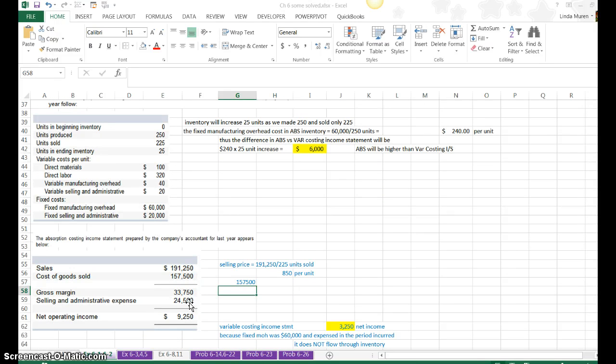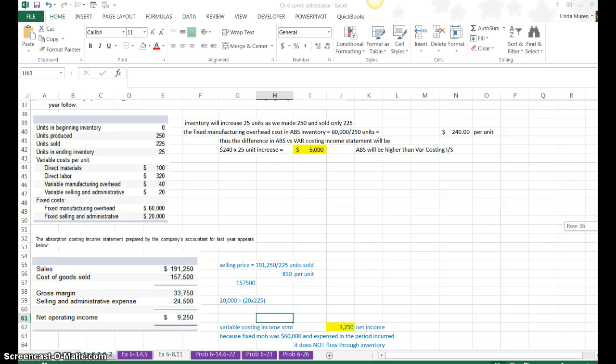And notice how they got the income statement selling and admin cost. Selling and admin came from $20,000 of fixed cost, plus you had to add $20 for every unit. And remember, this is based on what you sold. So think of this as like a commission. The 225 is the number of units you sold. The $20 is the variable cost related to selling and admin. So adding those two together, you're going to get $24,500. Okay, so here's your income statement.